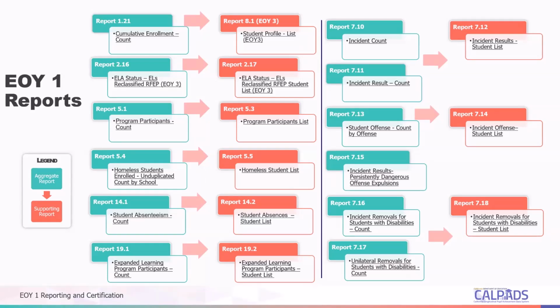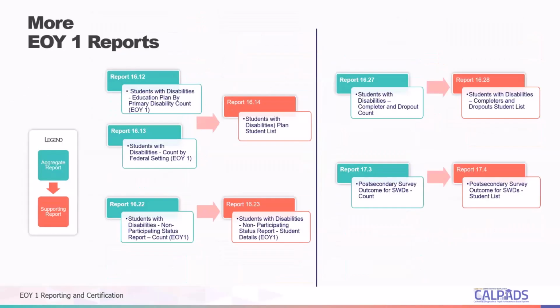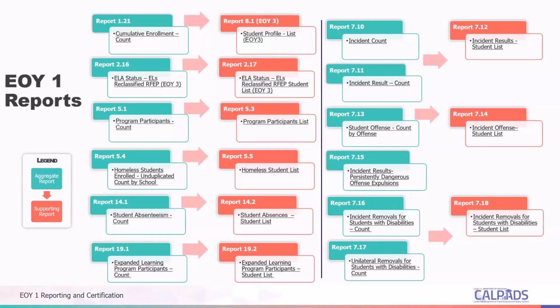All right, so these are just the end of year one reports, and you can see a whole page is filled up and another page. So the purpose of these slides is to kind of communicate the report relationships. The aggregate reports, those that are teal or green, depending on your perspective, are those that provide counts.